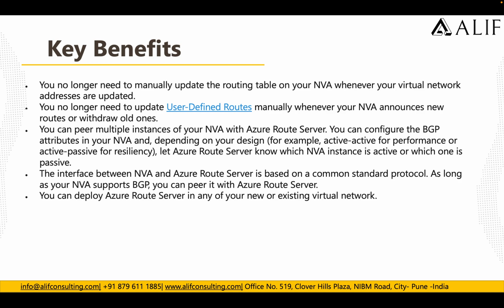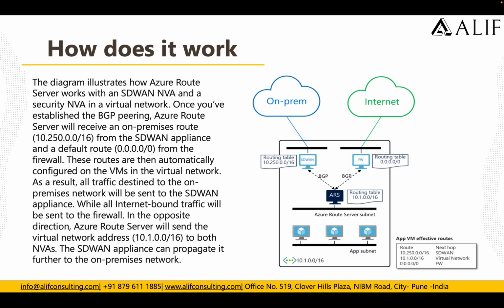You can pair multiple instances of NVAs with Azure Route Server. You can configure the BGP attributes in your NVAs depending on your design and let Azure Route Server know which NVA instance is active or which one is passive. The interface between NVA and Azure Route Server is based on a common standard protocol. As long as your NVA supports BGP, you can pair it with the Azure Route Server. You can deploy Azure Route Server in any of your new and existing virtual networks. So these are the benefits which you are getting with Azure Route Server.